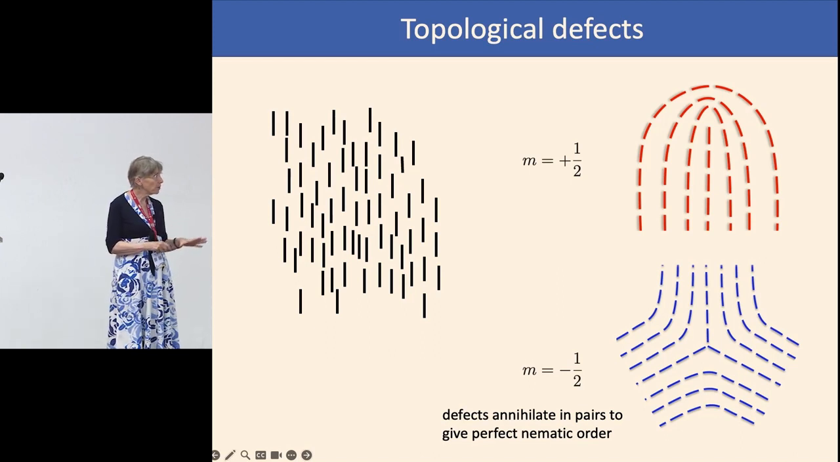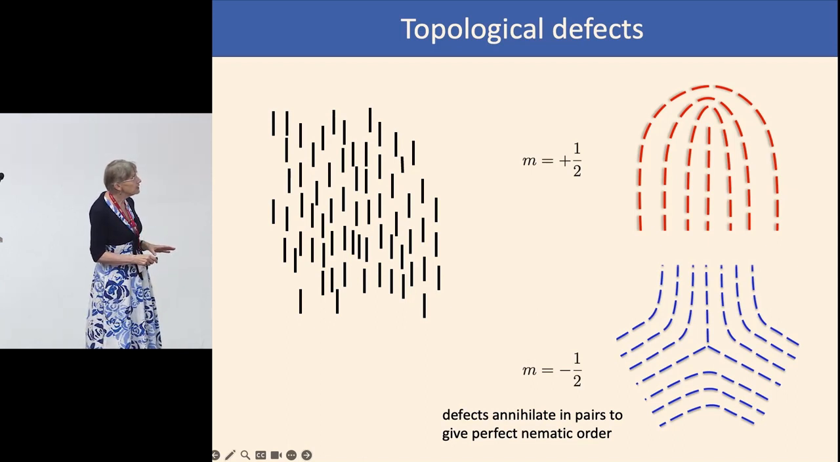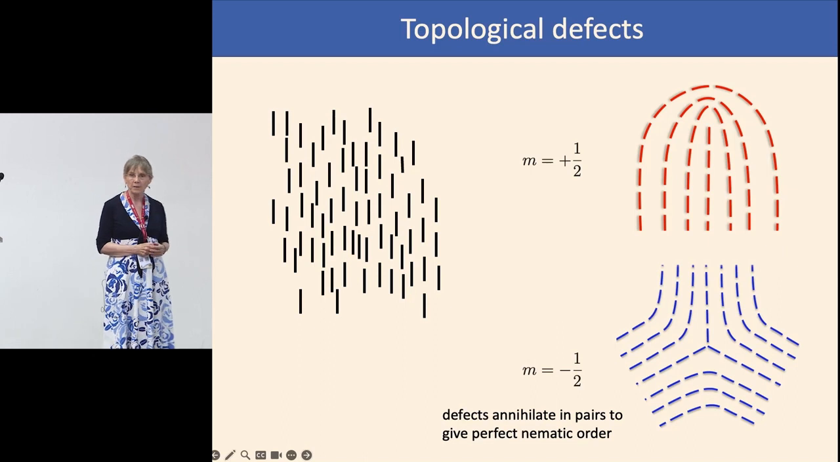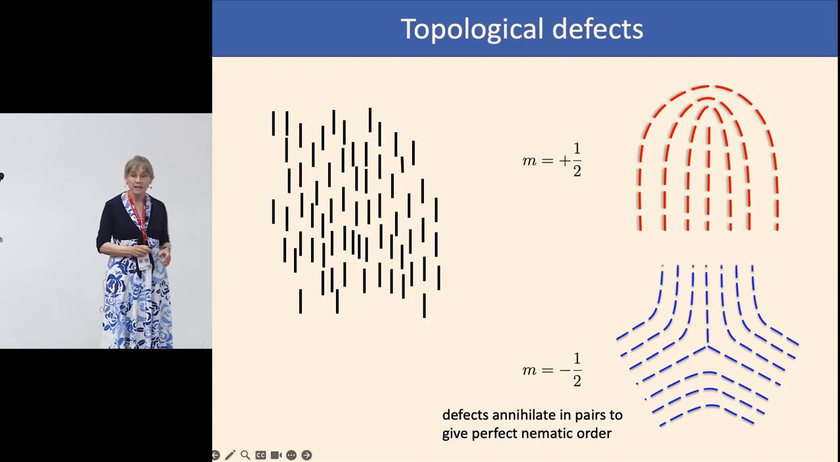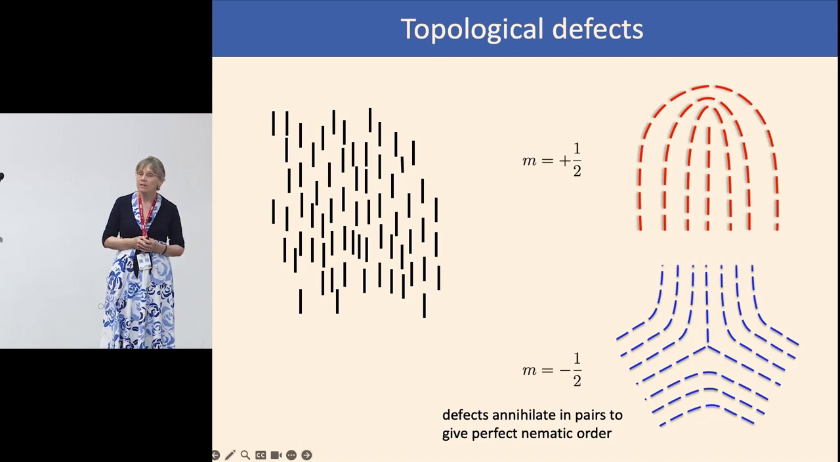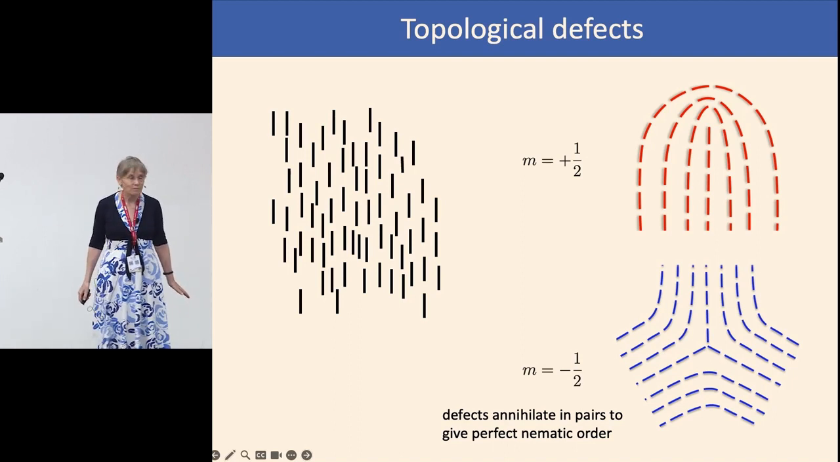And the idea of a topological defect is that it destroys the nematic order all the way out to infinity. One of these things on its own will actually have an infinite energy because you can't undo it and get back to the nematic alignment without making changes everywhere. So it's like a knot.